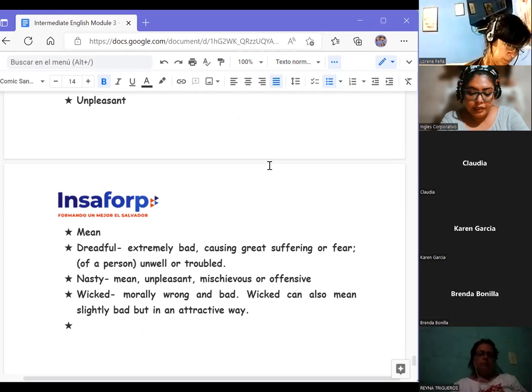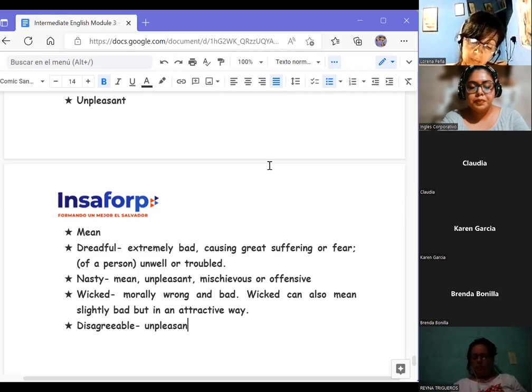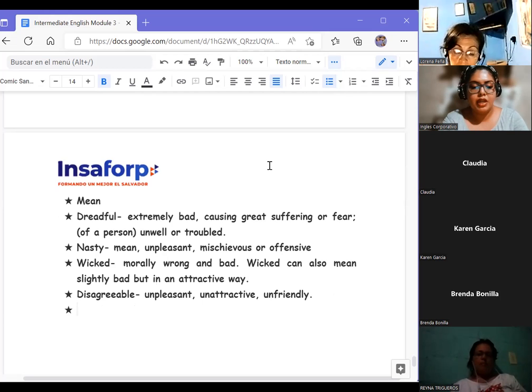Then we have disfigurable. That means unpleasant, unattractive, unfriendly. And the last one for bad is wretched. That means extremely or deplorably bad or disgusting, of poor quality, being in a very unhappy or unfortunate state.